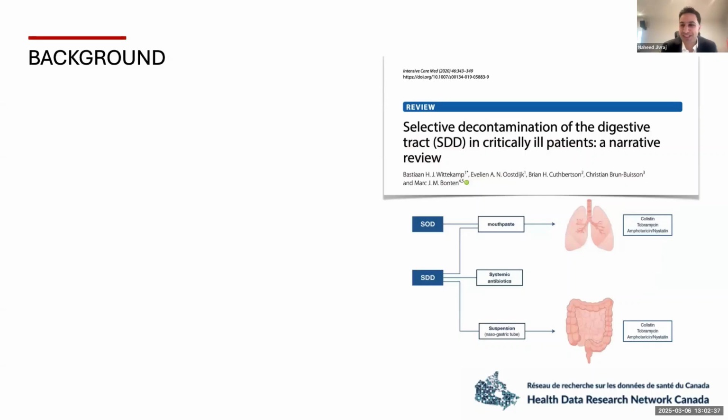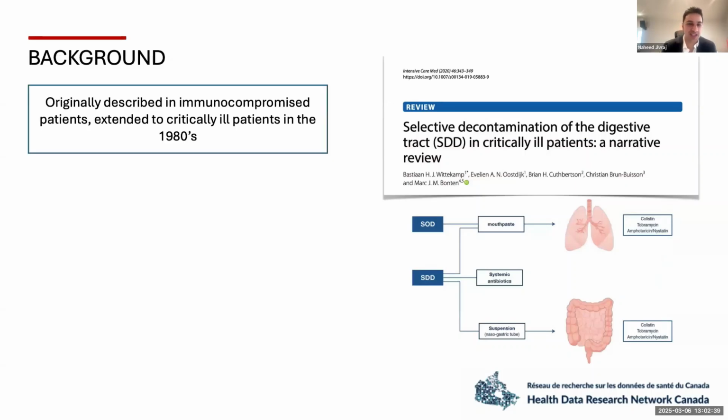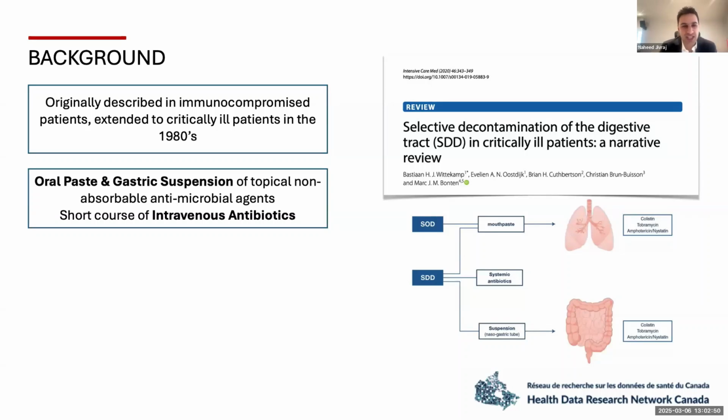So what is selective decontamination of the digestive tract? Well, it was originally described in immunocompromised patients, extended to trauma patients, and then ultimately extended to critically ill patients in the early 80s. It represents a cocktail of three things: an oral paste, a gastric suspension, both of non-absorbable antimicrobial agents, and a short course of intravenous antibiotics.